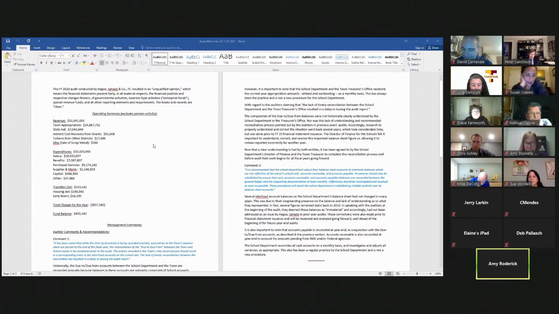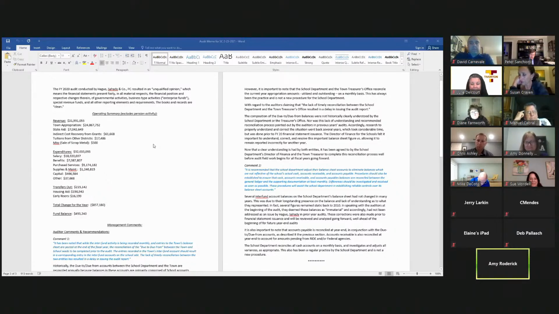Transfers out. We had submitted about $199,198 and change for housing aid reimbursement. And then we also had to transfer out to the Early Risers program enterprise fund because it ran short during the year, although that has been rectified for this year, so we shouldn't see that again.